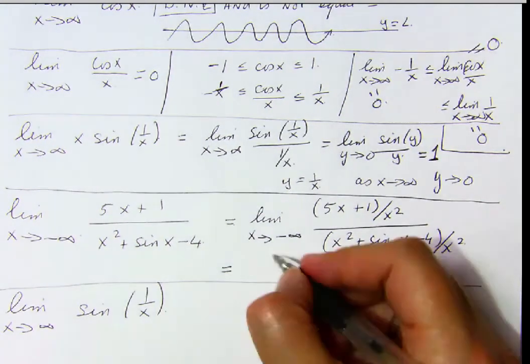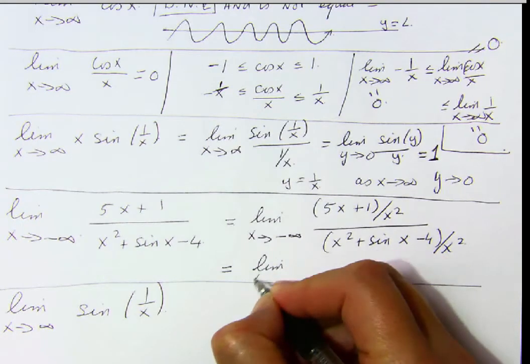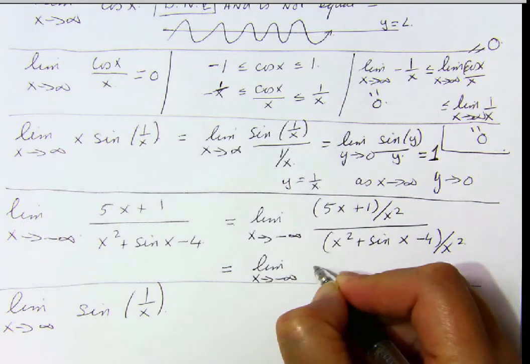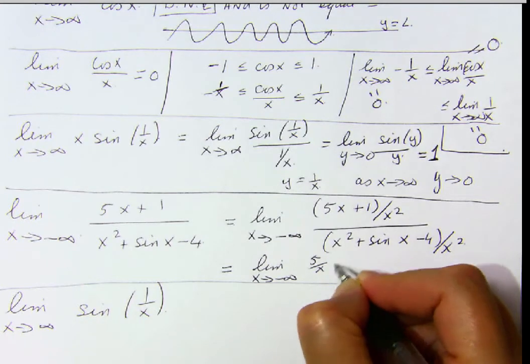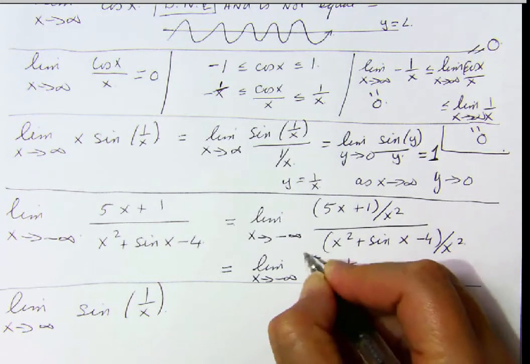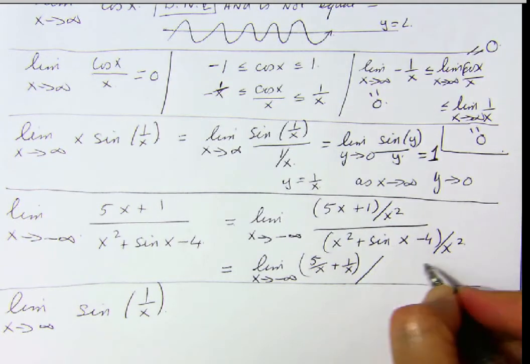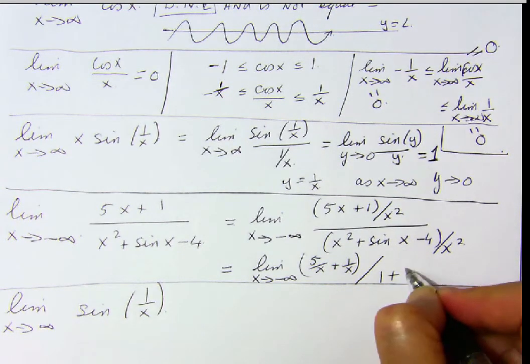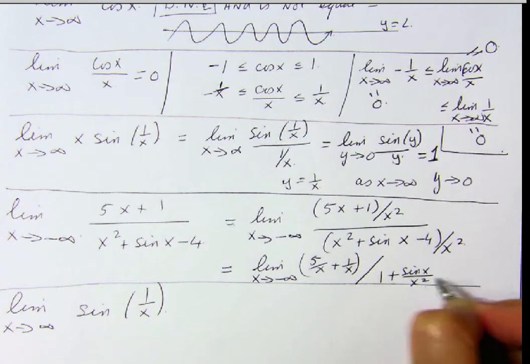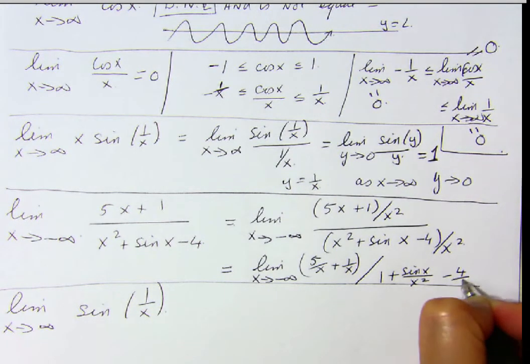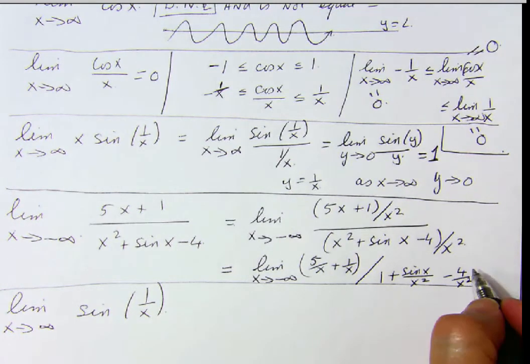Breaking off this fraction, we get the limit as x goes to minus infinity of 5 over x plus 1 over x in the numerator, divided by 1 plus sine of x over x squared minus 4 over x squared in the denominator.